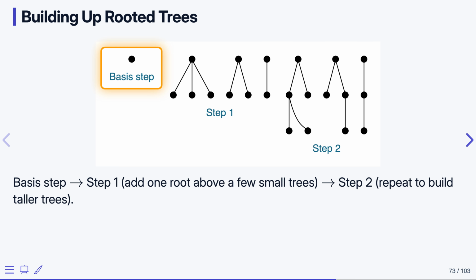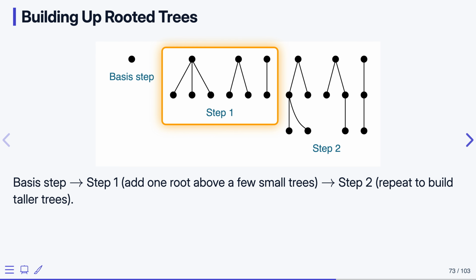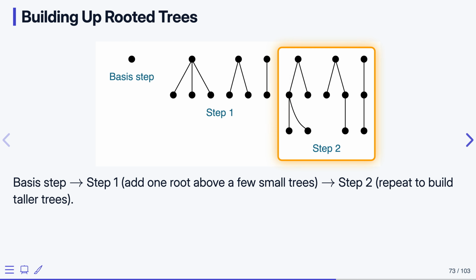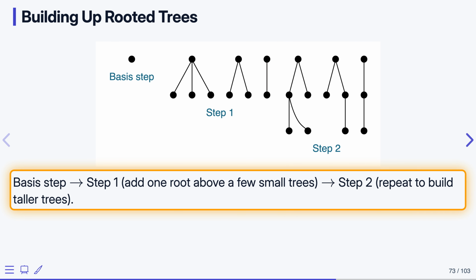The basis step is one lonely vertex. In step 1, we take that single vertex and put a new root above it. We can give the new root one child, two children, or three children. Each result is a rooted tree. In step 2, we do the same thing again. We take the trees from step 1 and put a new root on top. Now the trees get taller. We can keep going forever this way. Trees are studied in much more detail later in Chapter 11. Next, we look at one special kind of tree, the full binary tree.